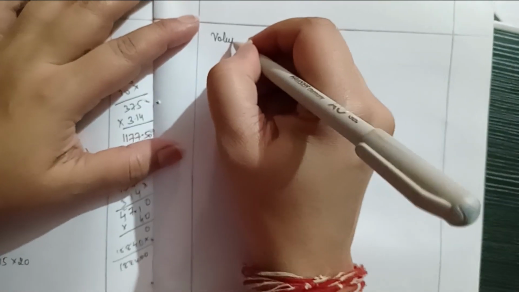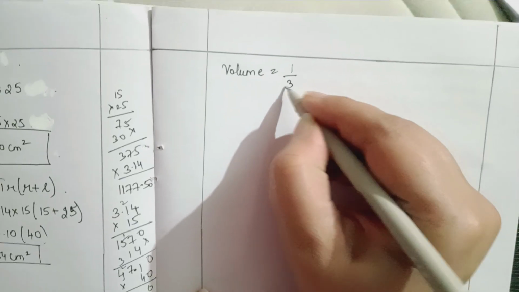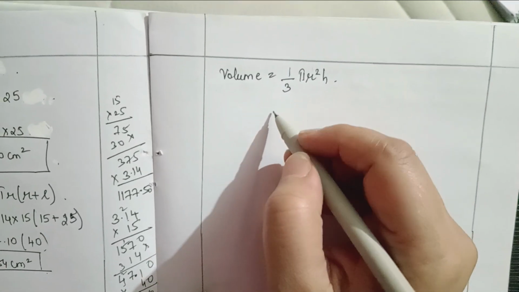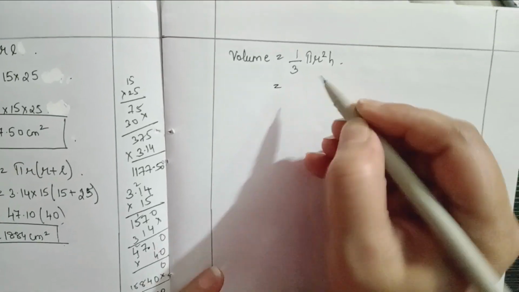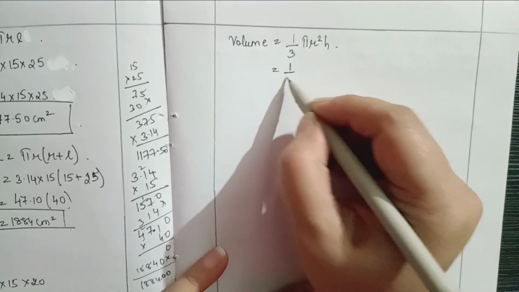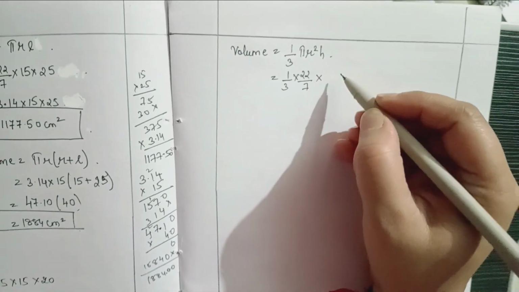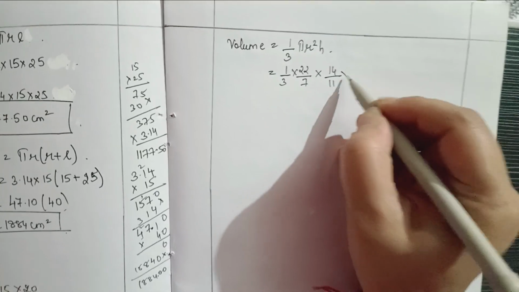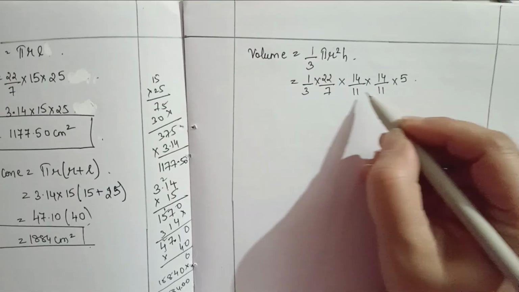Volume is equal to 1/3 pi r square h. See, I'm writing the formulas again and again. It may sound very boring to you, but at the same time, with this you can easily memorize along with your practice. 22 over 7, r square given is what? We found 14 over 11 into 14 over 11 into the height, that is 5.